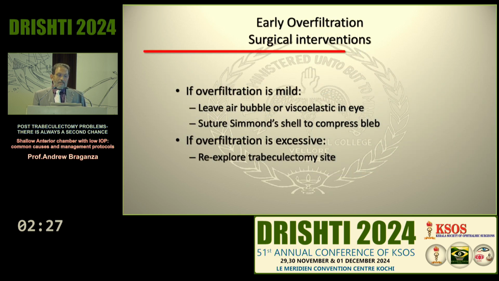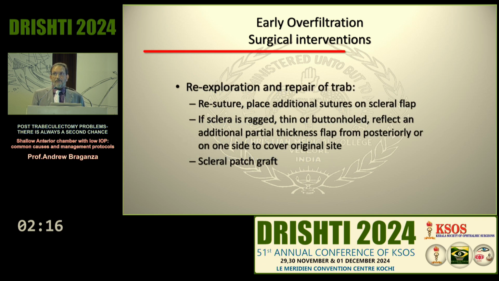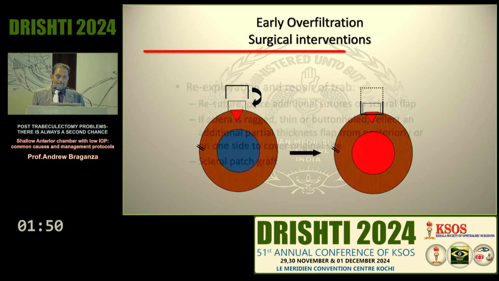So other surgical interventions would be to just reform with an air bubble or use the cement shell as I mentioned before. But if you have excessive overfiltration, you have to re-explore, and generally the re-exploration would lead on to putting a scleral patch graft. You can try and re-suture, place additional sutures, but usually the situation would be that the overlying scleral flap is now a little too thin and ragged for your sutures to hold well. So you need to cover it up.